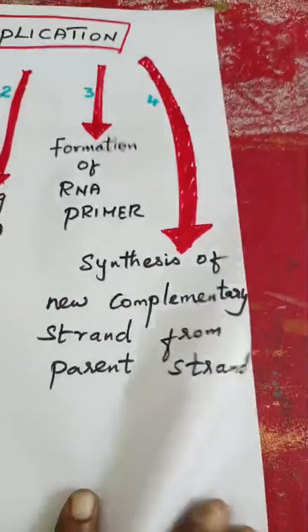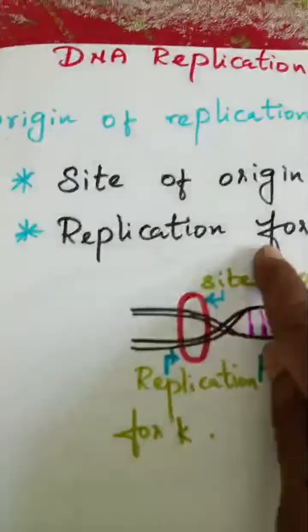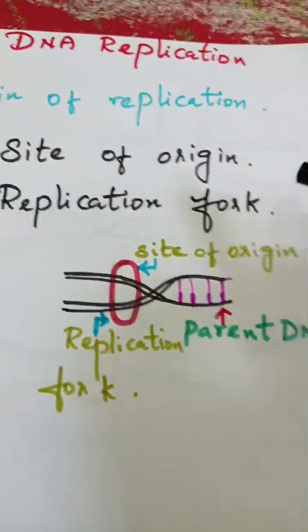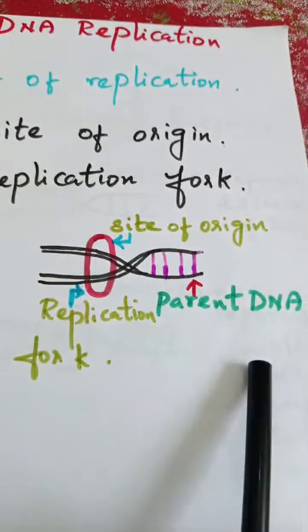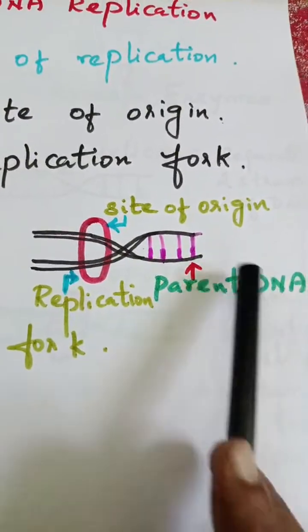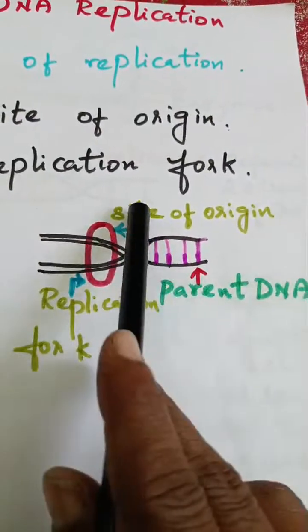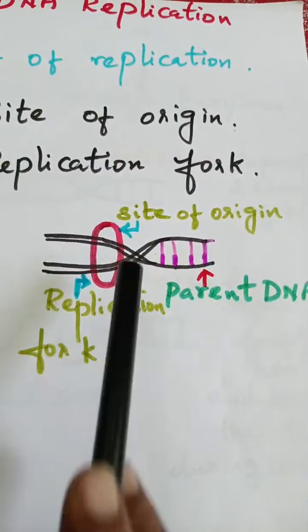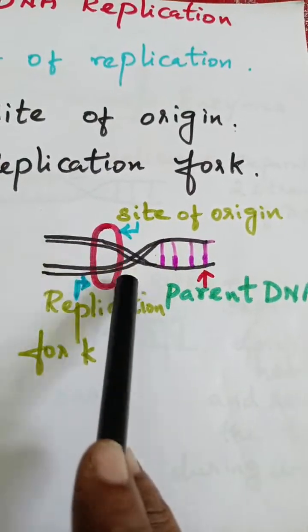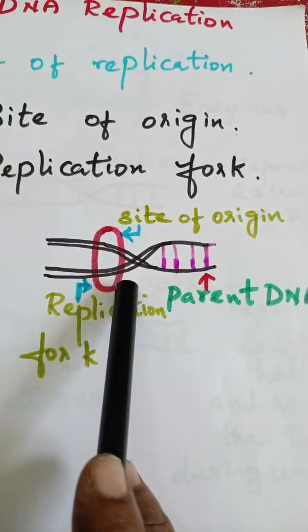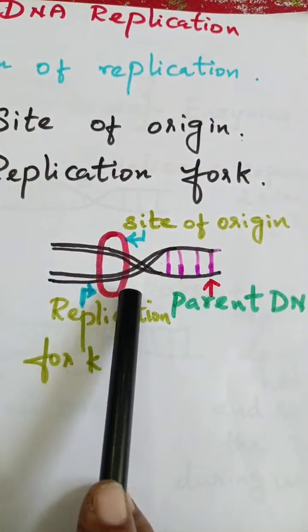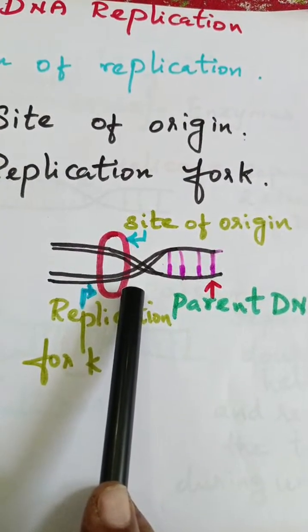Is that clear? And then the first step, I told you, is the origin of replication, where there will be the site of origin and the replication fork will be formed. The parent DNA will form a replication fork like this. There only the parent DNA will untwist, unwind, and get separated, and the parent DNA molecule is known as the template DNA molecule. Understood? That's the origin of replication.